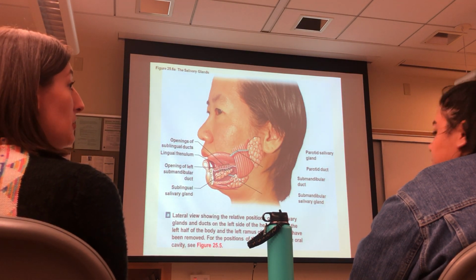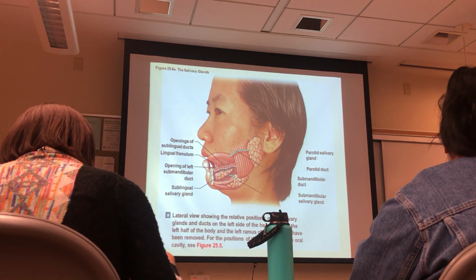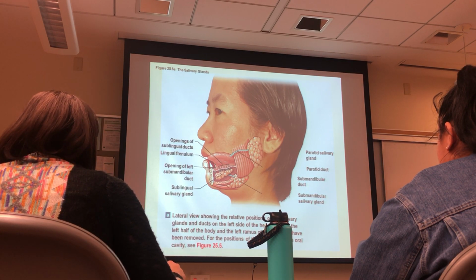Okay, so I think that's it. Just know that you also have a submandibular gland. This is where the majority of your saliva comes from.